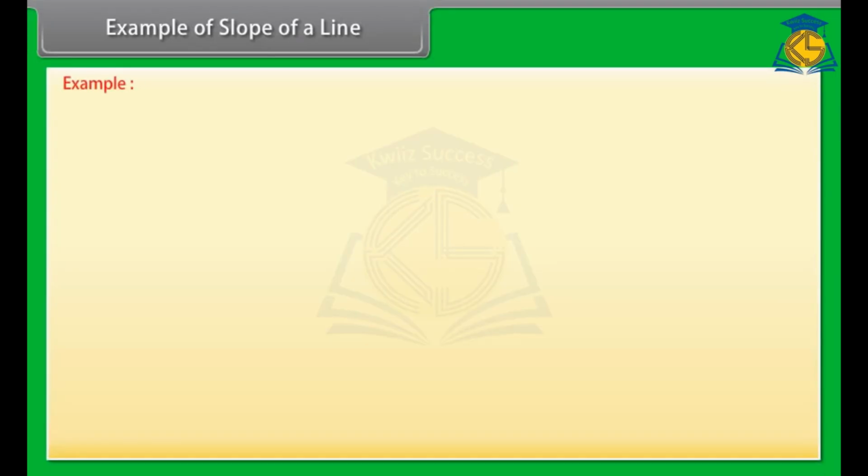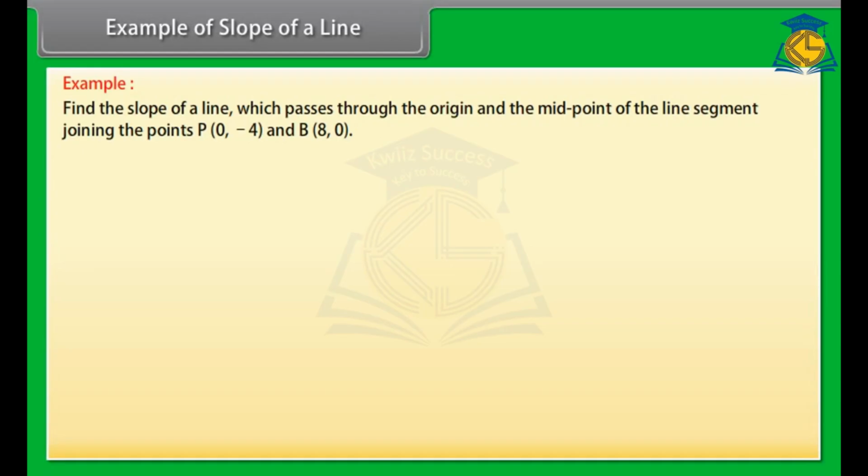Example of slope of a line. Example, find the slope of a line which passes through the origin and the midpoint of the line segment joining the points P(0, minus 4) and B(8, 0).